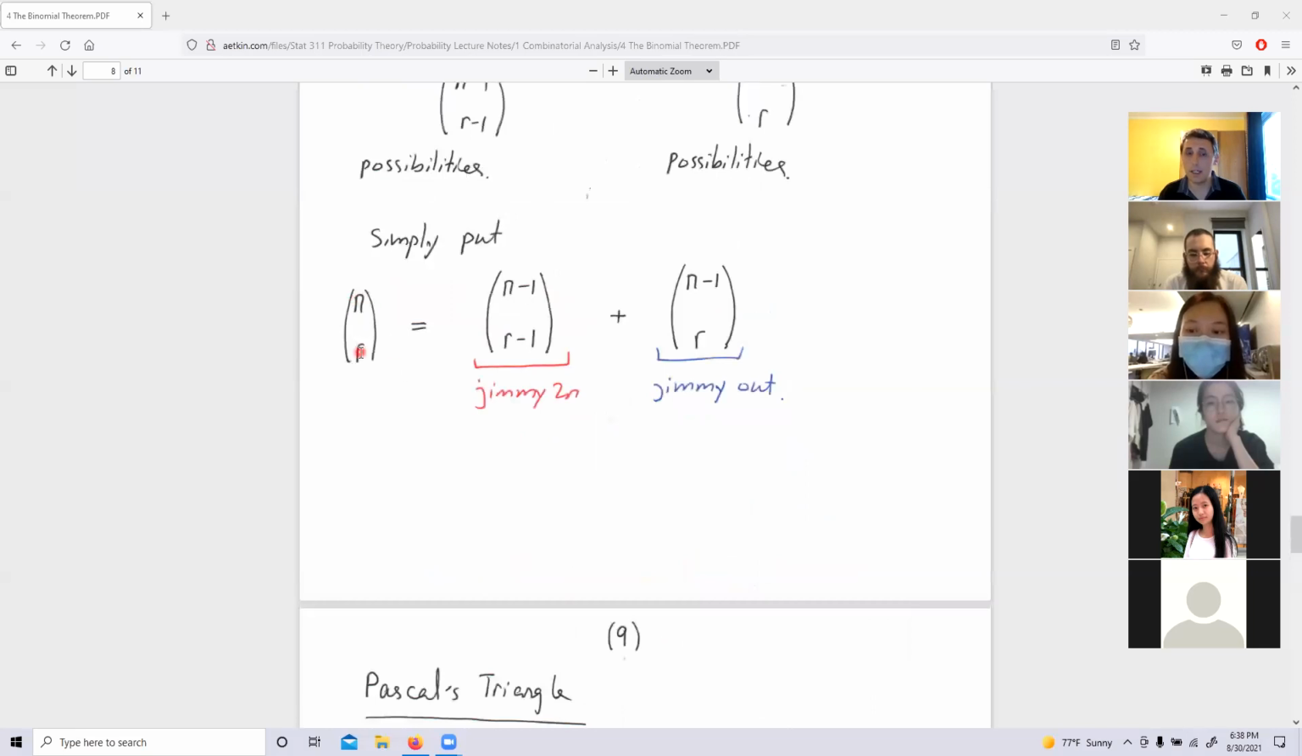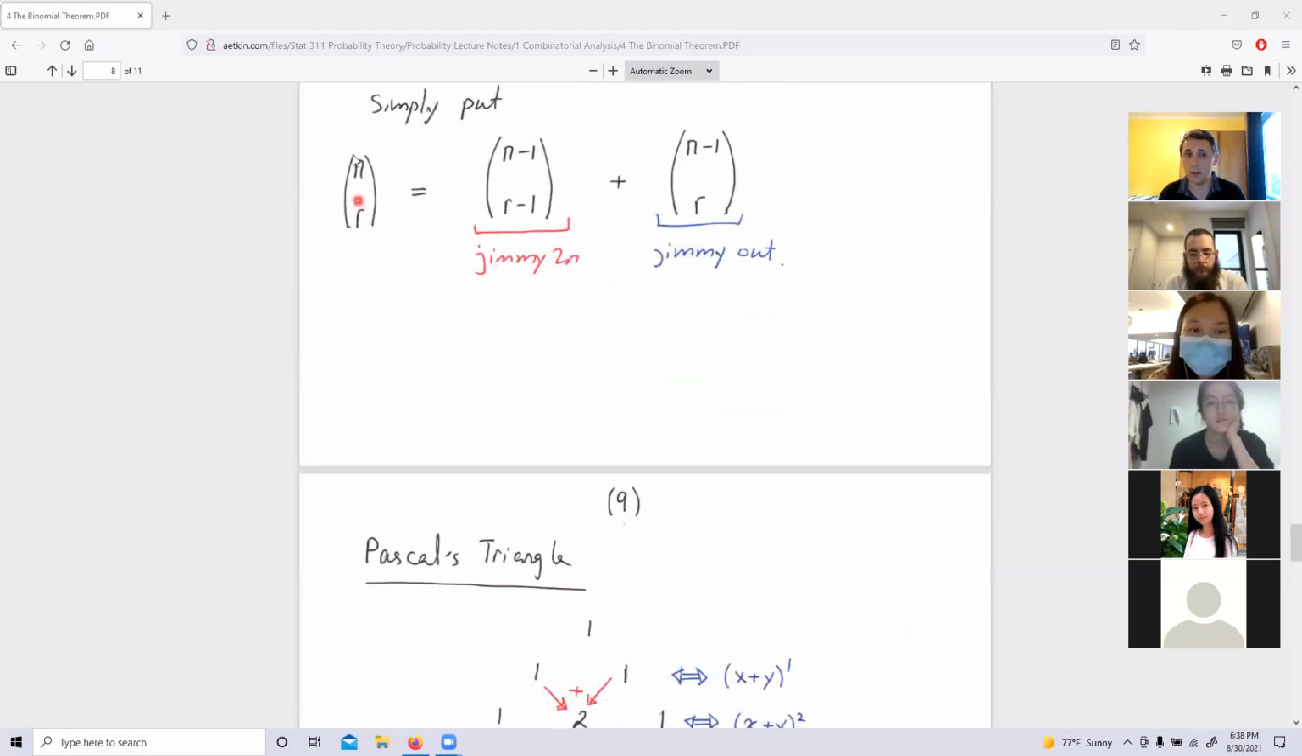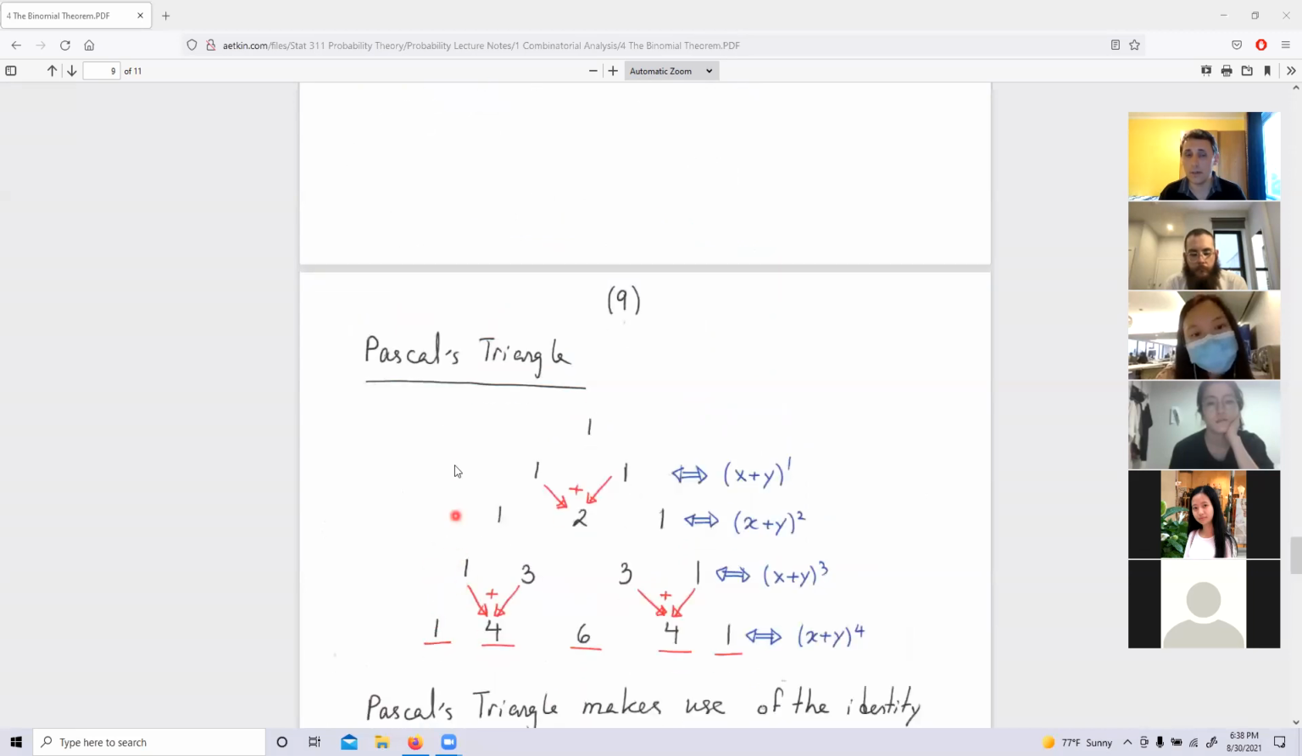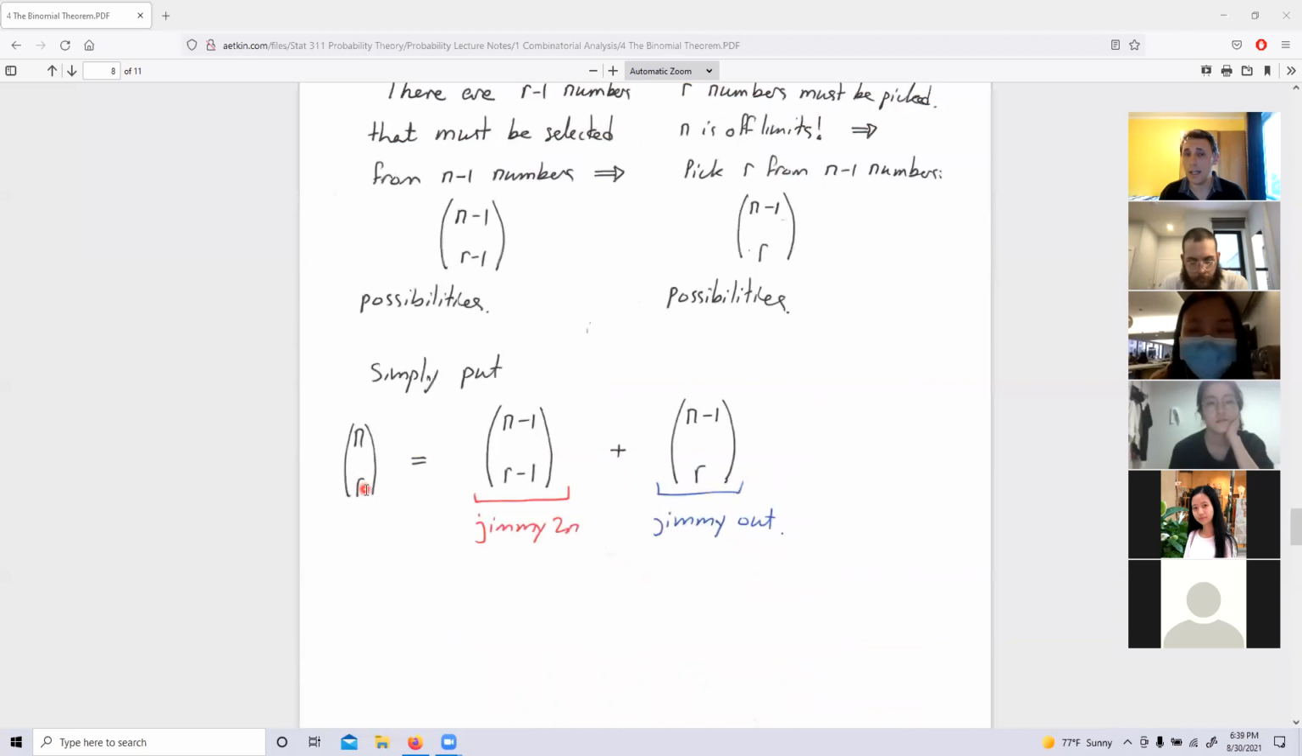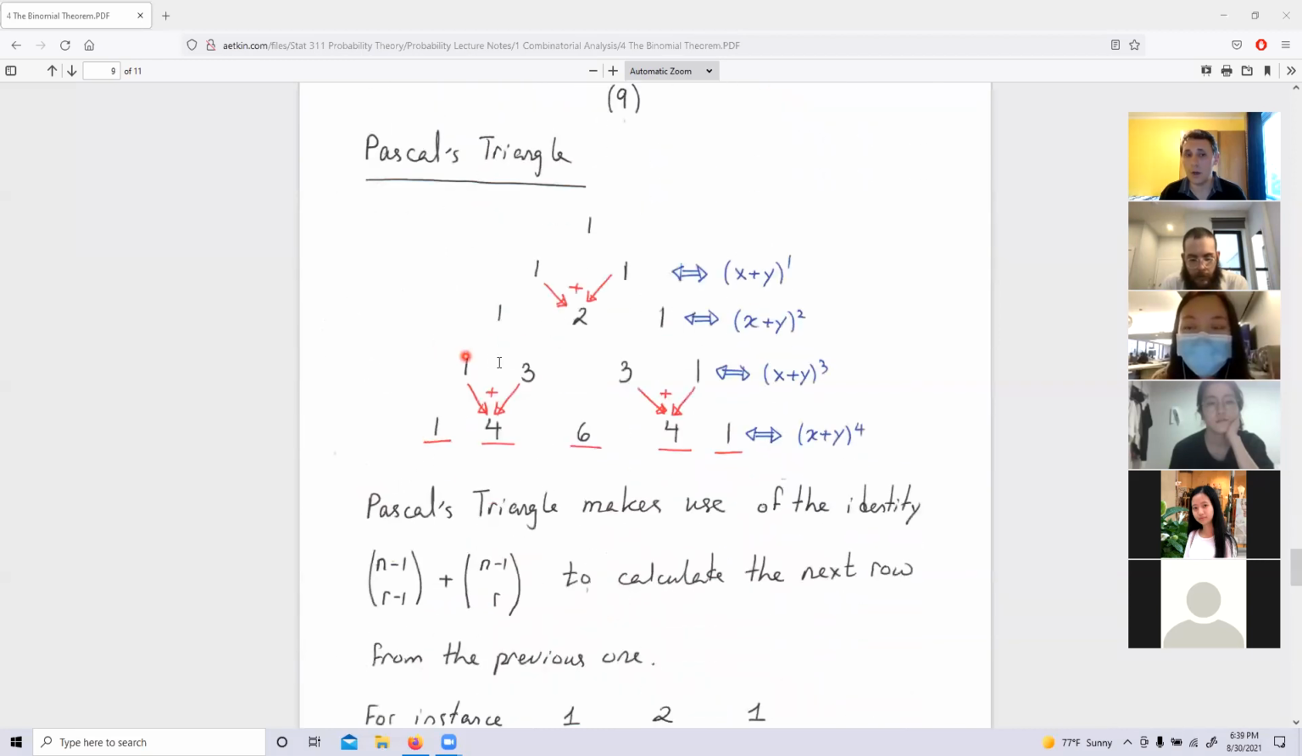The r indicates the position in the row, so n choose r. n indicates the layer of the triangle. So if n is equal to 3, then I'm in this layer, right? And r indicates, if I'm in this row, where do I go, how deep into the row I go.